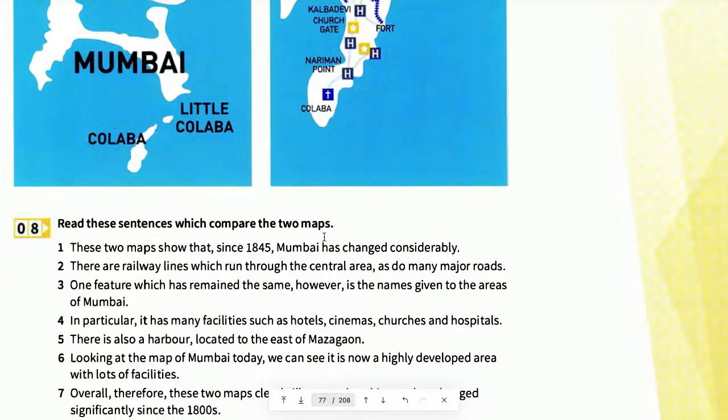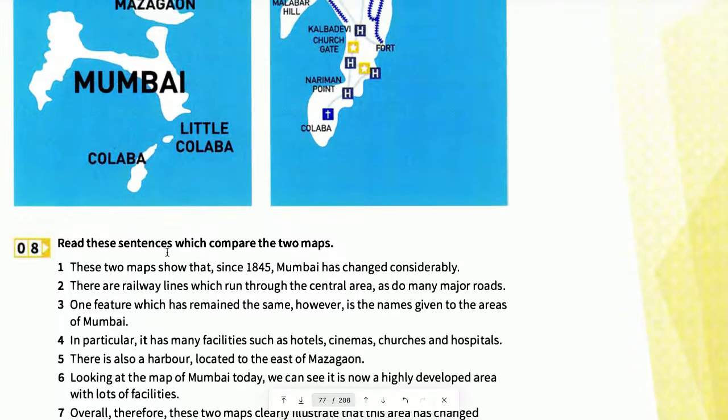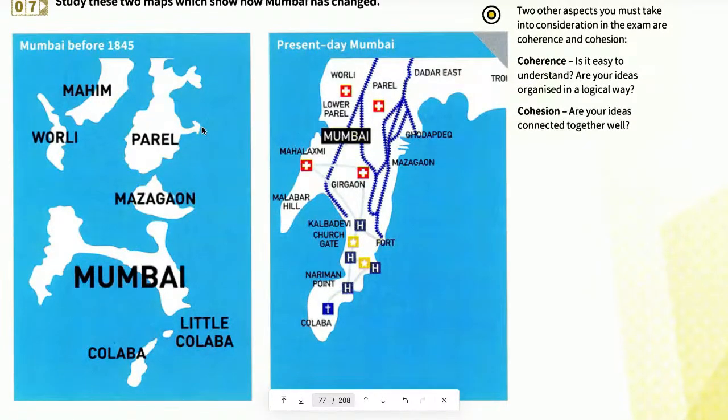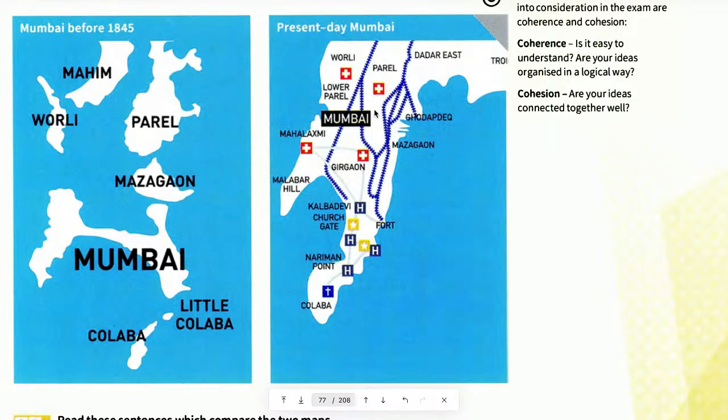Okay? Now number 3, Owen. One feature which has remained the same, however, is the names given to the areas of Mumbai. We see that they keep the same names, right? They still use Worli, Parel, Mazagon, Mumbai, Colaba, Mahim. Do we have Mahim there? No? No more. Okay.